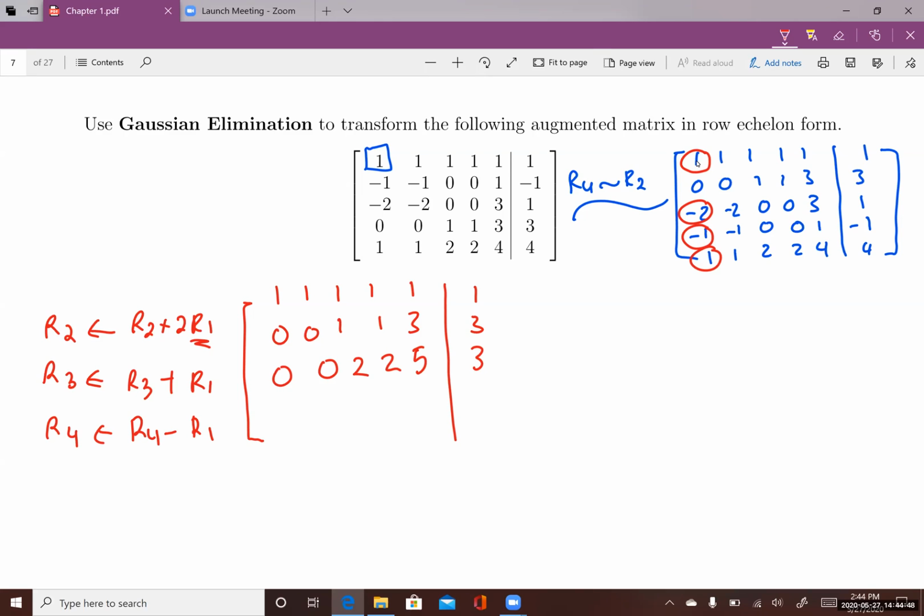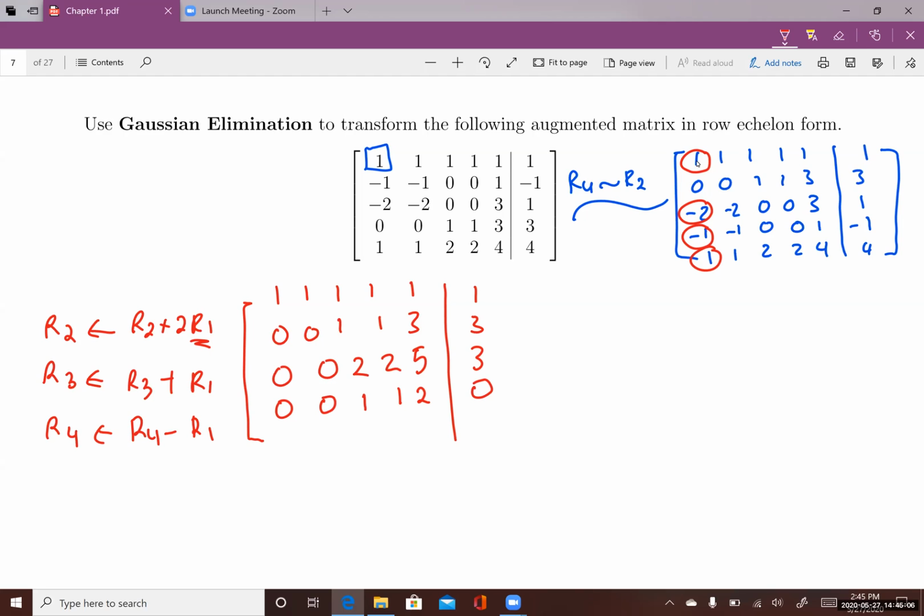About the next one: -1 plus 1 is 0, -1 plus 1 is 0, 0 plus 1 is 1, 0 plus 1 is 1, 1 plus 1 is 2, and -1 plus 1 is 0.